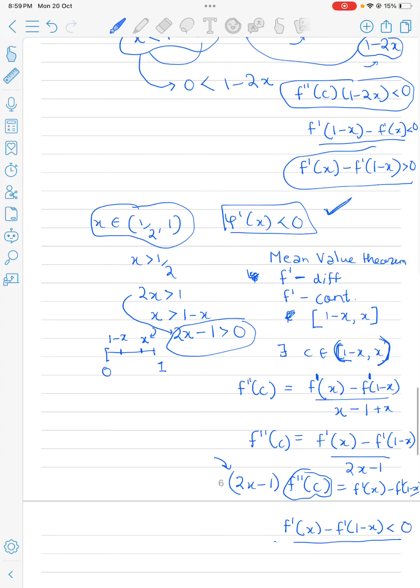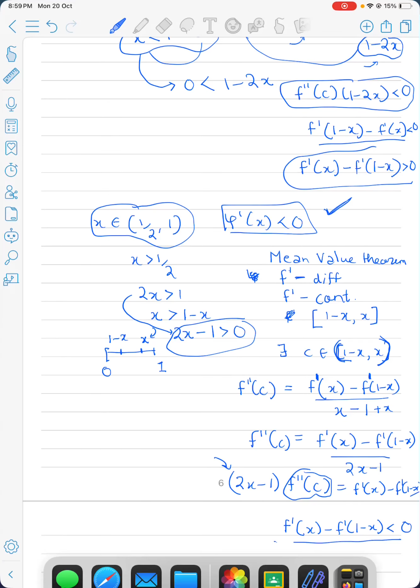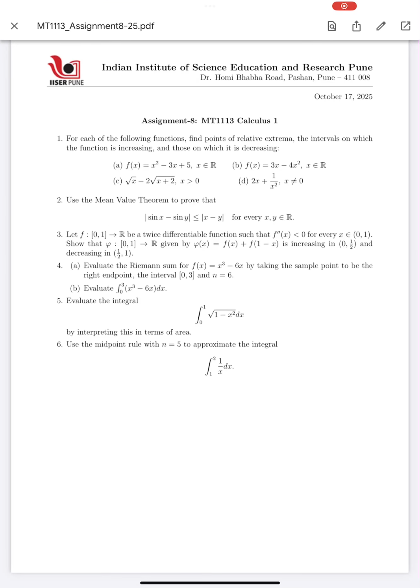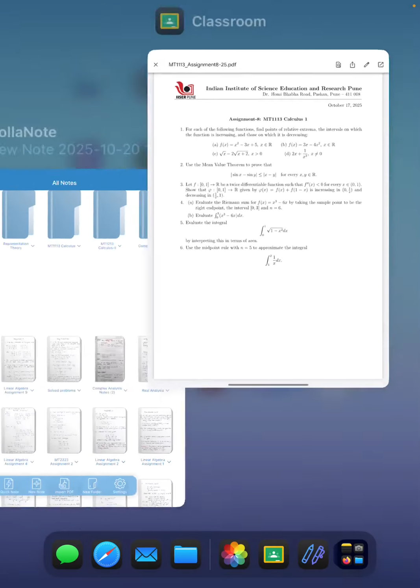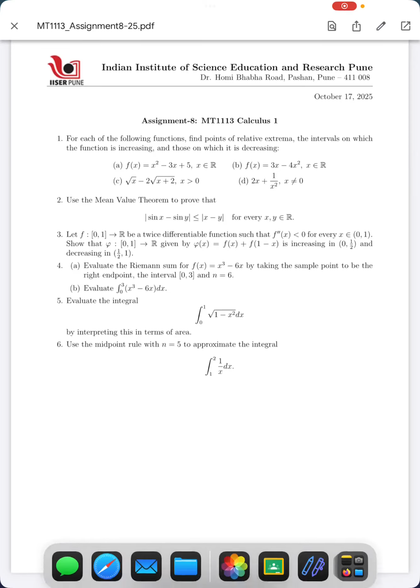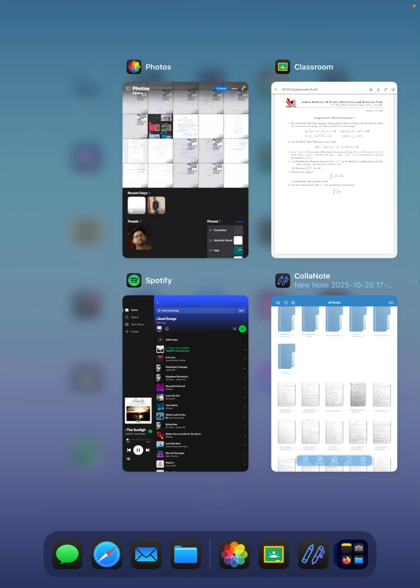So this concludes question number 3. Now let's go to question number 4a. What is this question? Riemann sum for x cube minus 6x, interval 0 to 3.